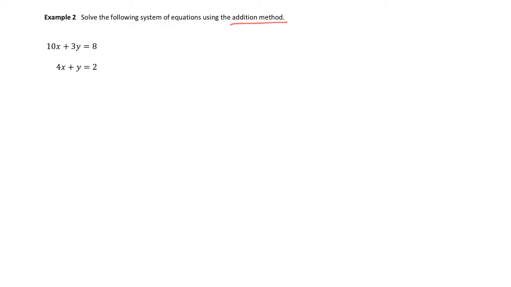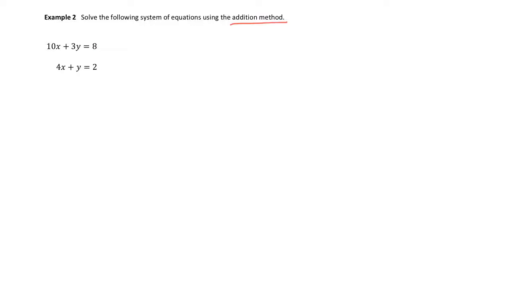So instead of substituting something in place of one of the variables, what you do is you actually add your equations together, but you want to try to cancel one of the variables in doing so. So if I look at these two equations, if we were to directly add them together, 10x would add to 4x to give you 14x, 3y would add to 1y giving you 4y, and then on the other side you would have 8 plus 2 is 10, like nothing canceled for us.